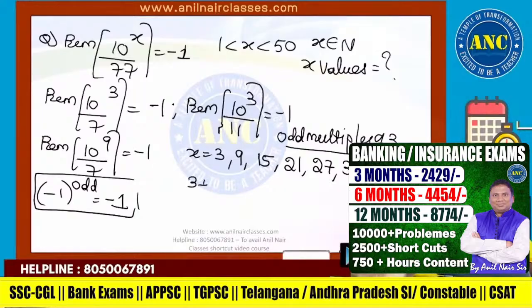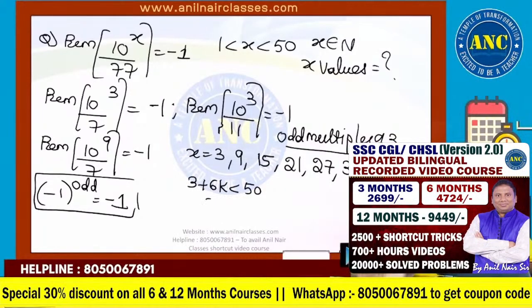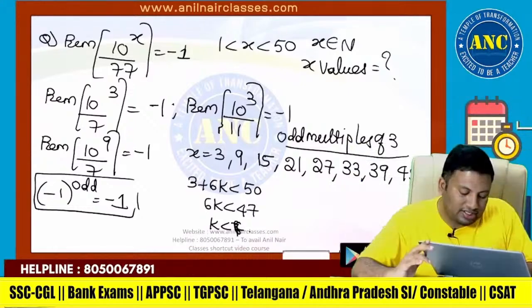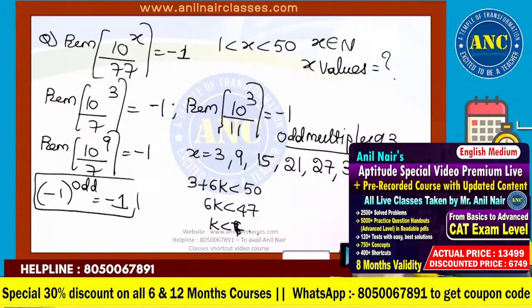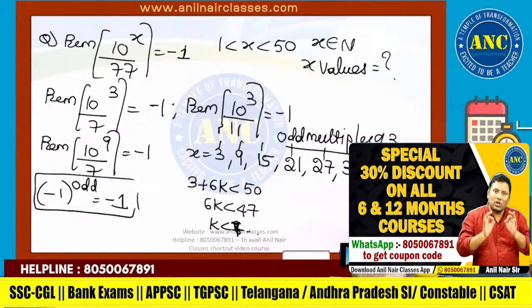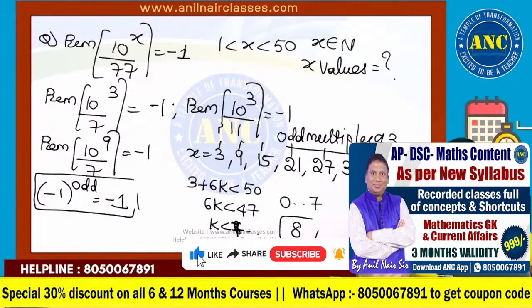So 3 plus 6k is less than 50. 6k is less than 47. k is less than 7 point something. So k is from 0 and 1, 2, 3, 4, 5, 6, 7. So k is 7 point something, 0 to 7. x will take 8 values.